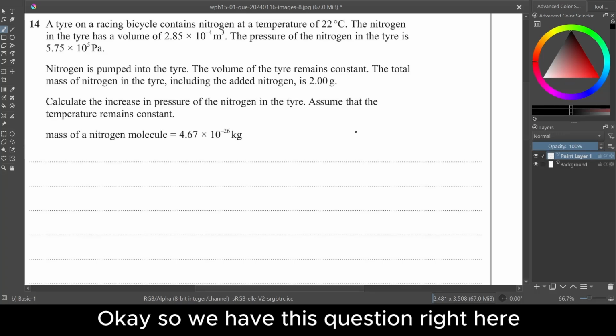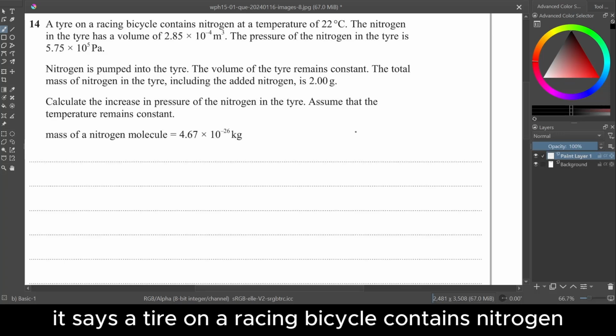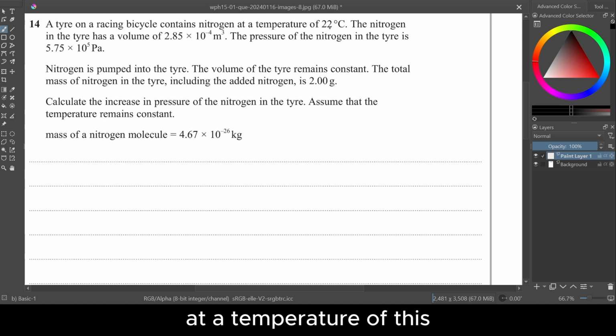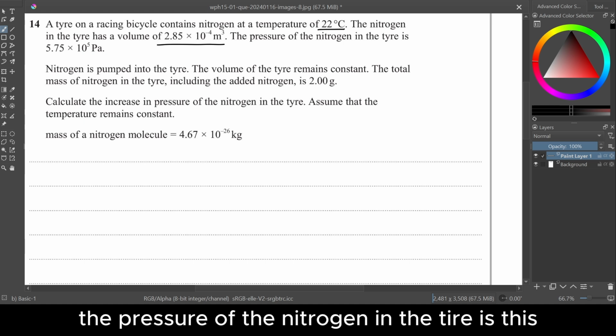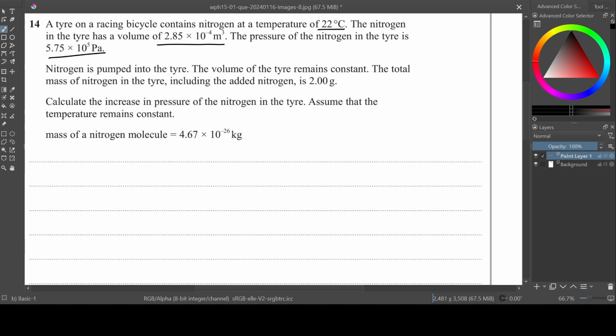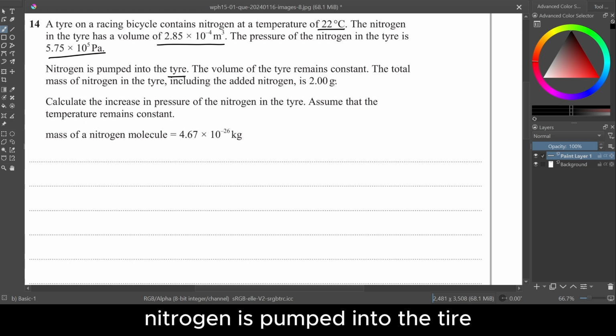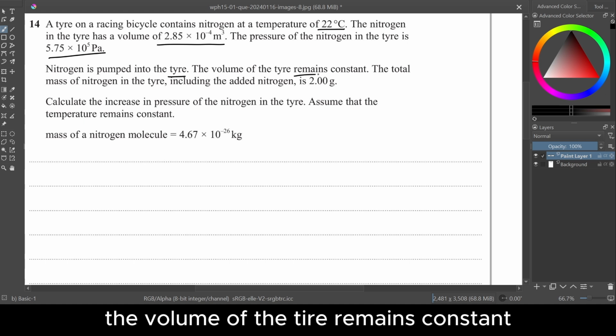Okay, so we have this question right here. It says a tire on a racing bicycle contains nitrogen at a temperature of this. The nitrogen in the tire has a volume of this. The pressure of the nitrogen in the tire is this. Nitrogen is pumped into the tire. The volume of the tire remains constant.